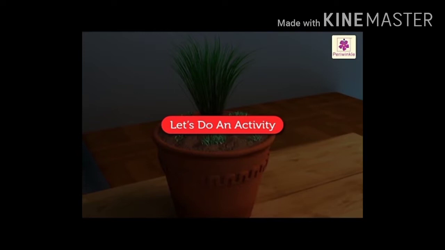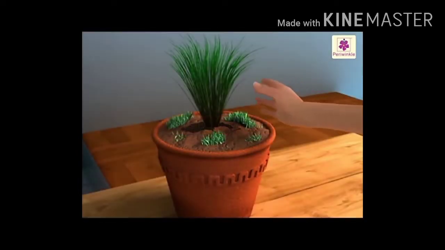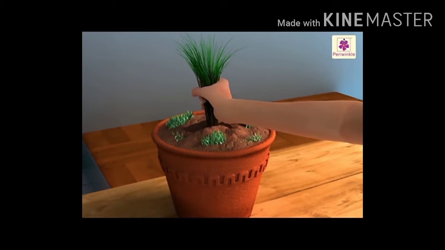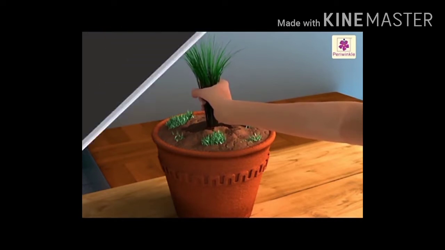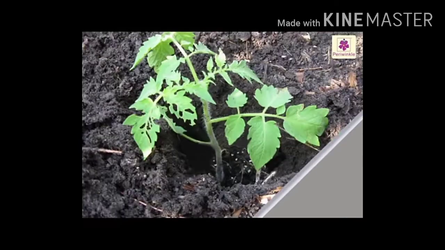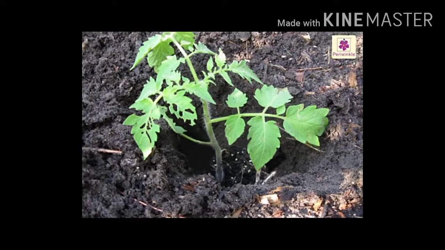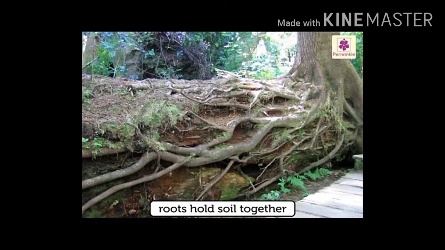Let us do an activity. Try to uproot a bunch of grass. You will find it difficult to do so. Do you know why? Yes, because the root also fixes the plant to the soil. The roots of plants hold the soil together. This stops the soil from being washed away during heavy rains.